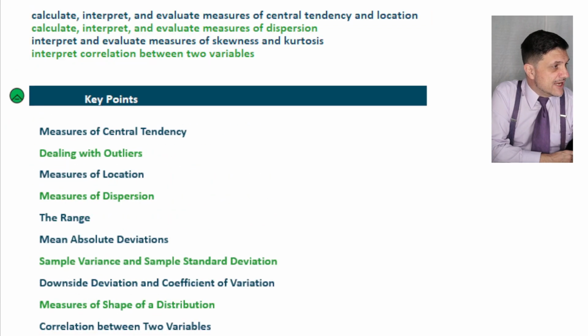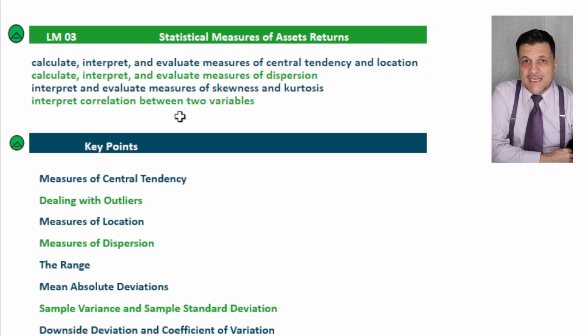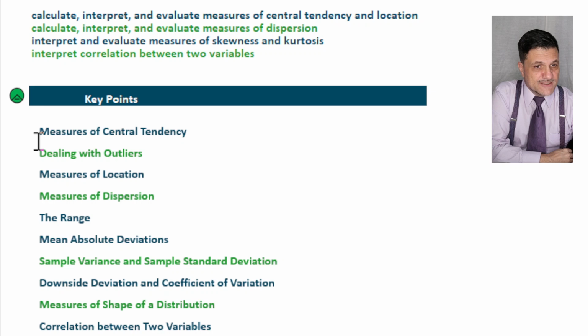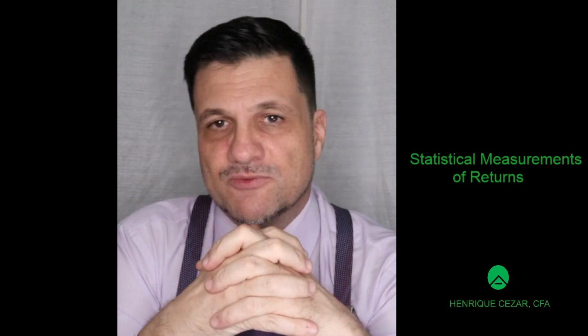Let's just recap to see if I covered everything. Calculate, interpret, and evaluate measures of central tendency and location. Check. Calculate, interpret, and evaluate measures of dispersion. Check. Skewness, kurtosis. Check. Correlation. Check. So we did everything. Scatter plot, covariance, correlation. Great, friends. I am satisfied that we covered all the important points on statistical measurements of returns, learning module 3.